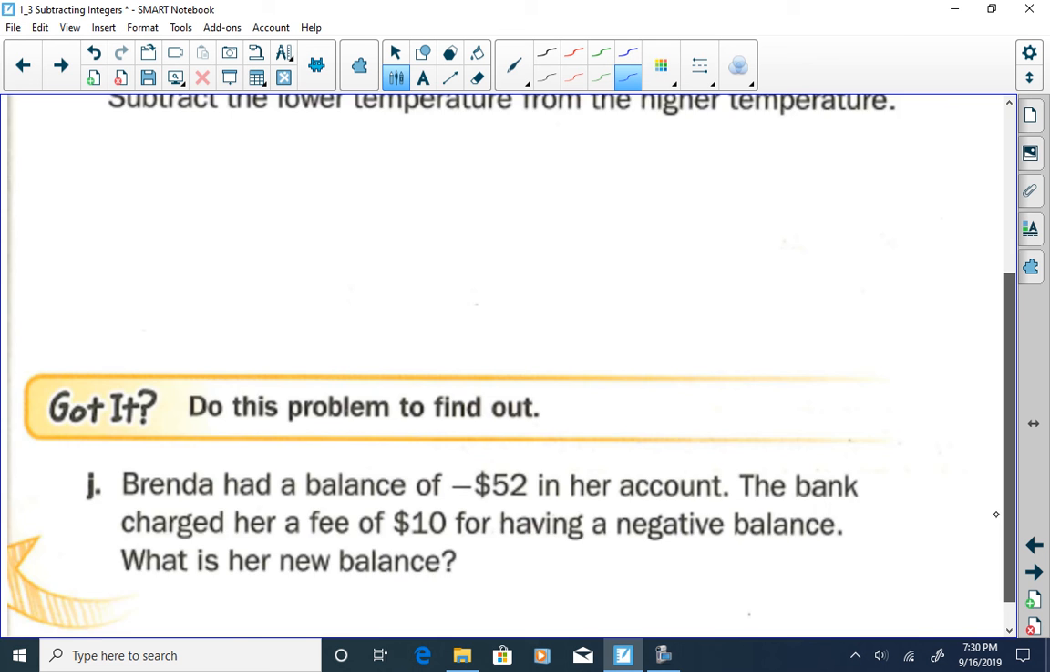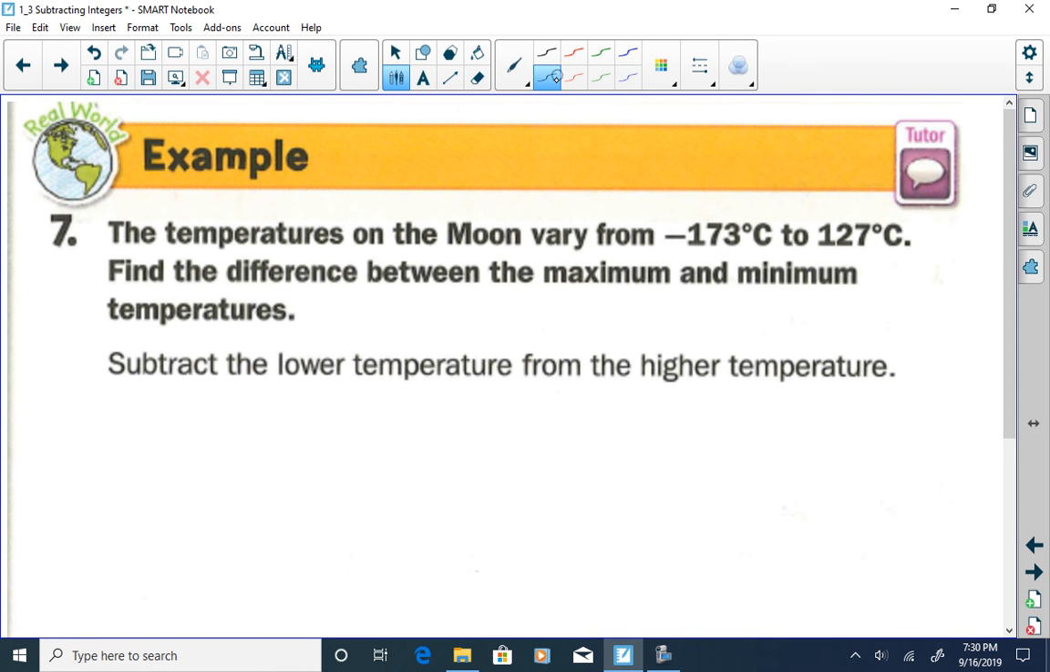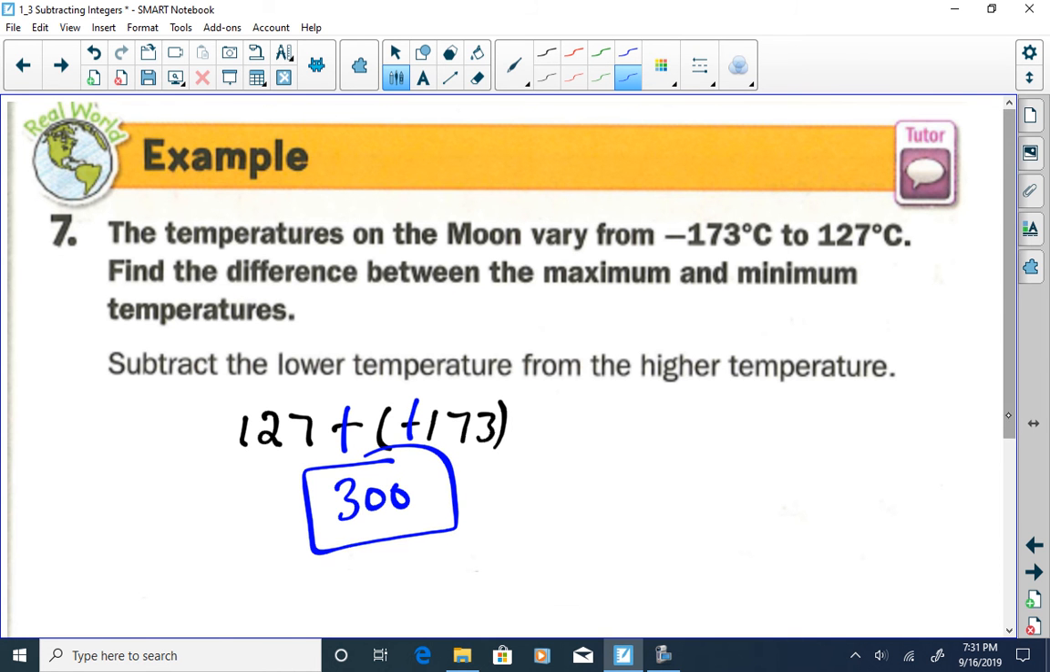Our last example, or a couple of examples here. The temperatures on the moon vary from negative 173 degrees to 127. Find the difference between the maximum and minimum temperatures. So we have to subtract the lower temperature from the higher temperature. So we would set it up this way. 127 minus negative 173. I want to change the subtraction problem to an addition problem by using the additive inverse. So we add its opposite. 127 plus 173, that's going to be 300 would be your difference.